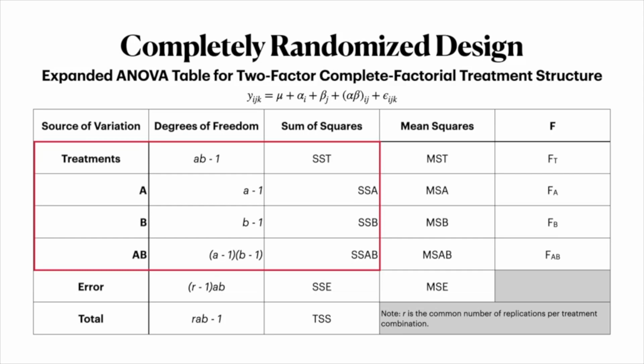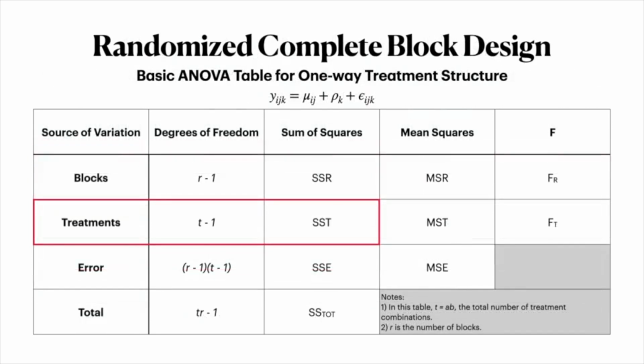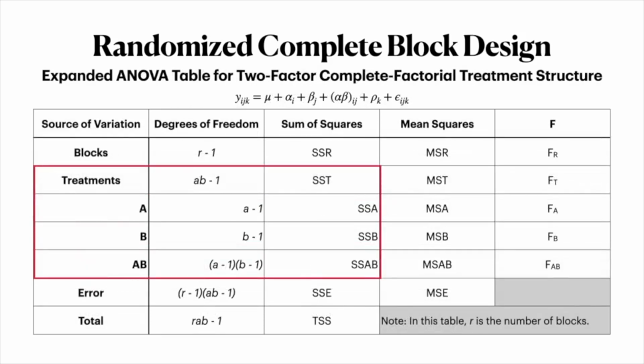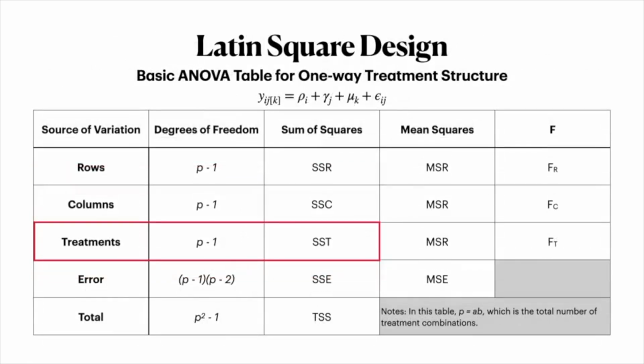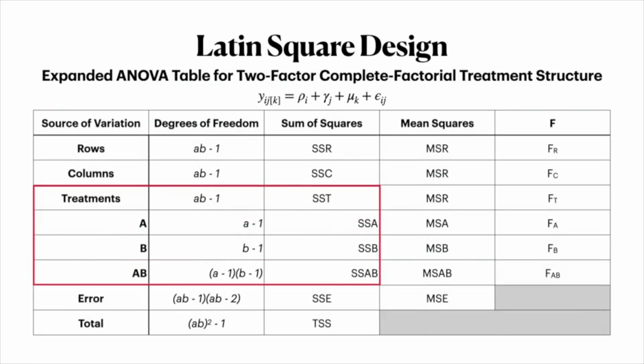So we have the same thing if we're talking about the completely randomized design or the randomized complete block design. When we use the effects model representation of the model, we expand that ANOVA table. As well as the Latin square design, if we think about it as a one-way treatment structure, we have one row in the ANOVA table, but if we think about it in terms of the effects model representation and the different factors and their interaction, then we can add these 3 rows as well.